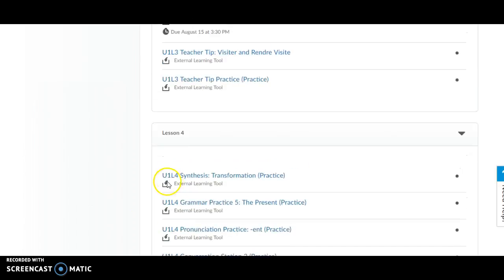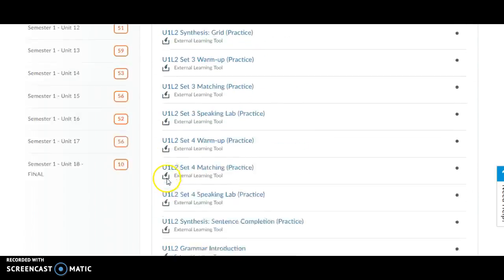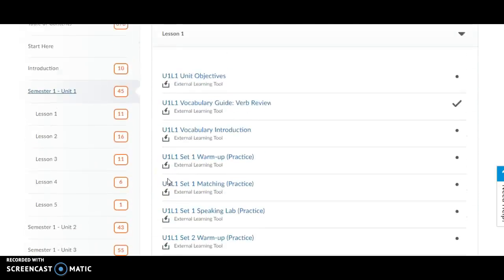So again, you have a pretty basic layout. Each unit has 5 lessons. Lesson 1 is vocabulary introduction. Lesson 2 is grammar introduction. Lesson 3 is also some practice and quizzes. Lesson 4 is more practice and culture quizzes. And Lesson 5 is the exam for the entire unit. So every Friday you'll probably be doing this.